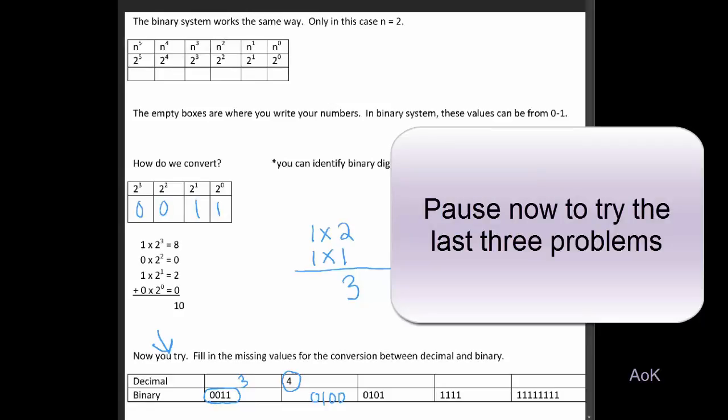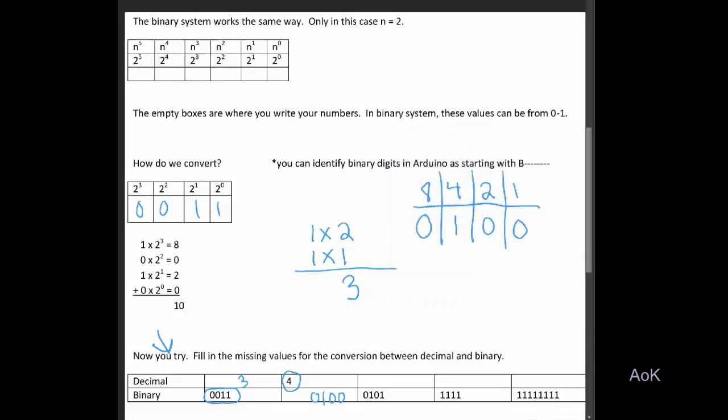Try the last 3 conversions on your own, then check back with the video to see if you were correct. 0101 in binary is equivalent to 5 in the decimal system. 1111 is equivalent to 15. And finally, 8 ones in a row is equivalent to 255.